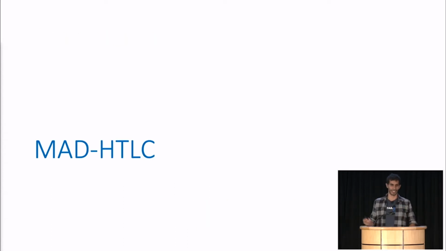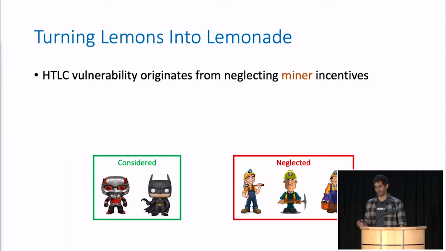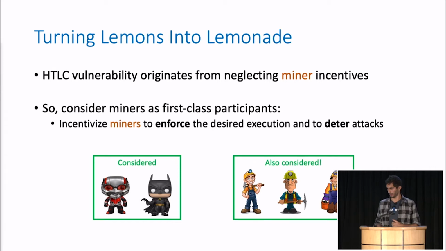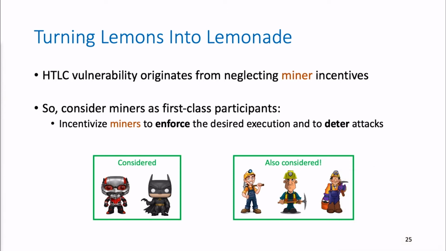Okay, so now after everything is lost and HTLCs are broken, there's an alternative. Let's see. We call this MAD-HTLC. The point was that the vulnerability of HTLCs was from the fact we neglected the miners. We just didn't care about their incentives. So let's not do that. Let's consider them as first-class participants in the contract. Let's incentivize them to enforce the desired execution and to deter attacks. Okay, this is, for me, the most important slide in this talk. We want to use the miners to enforce the correct execution.